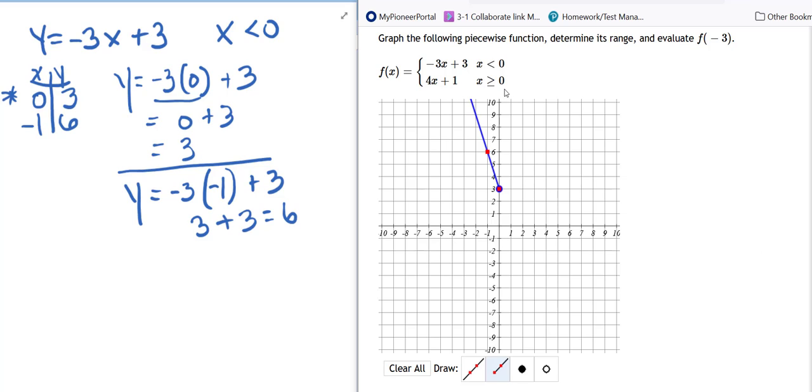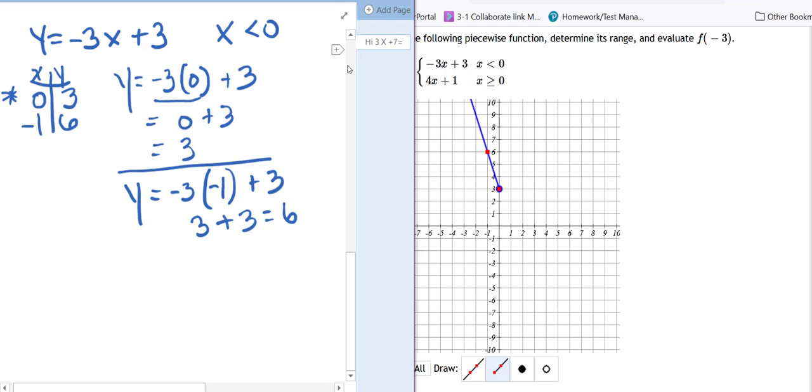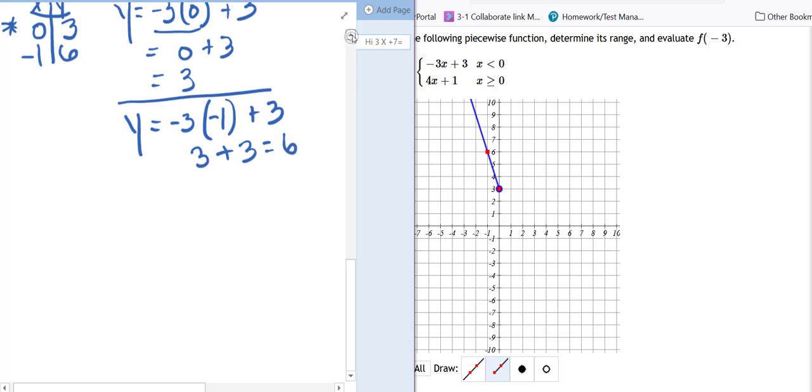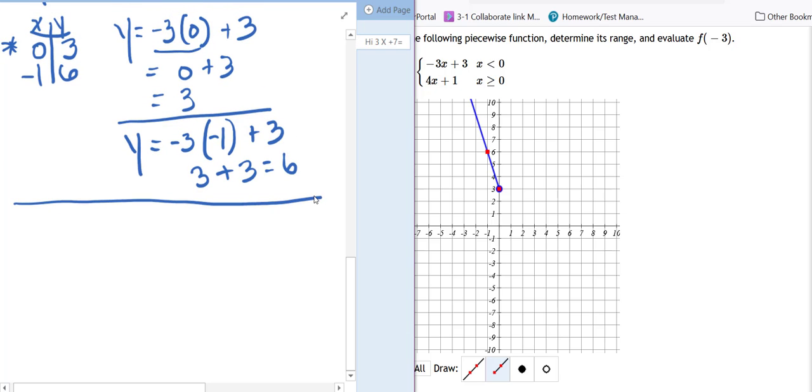Now we'll graph the other piece. So let's see if I can just scroll down. It's not that far. So we'll do a table again, x, y. This is also a line. You can tell that by the exponents. So y equals 4x plus 1 when x is greater than or equal to 0. So again, we're going to pick 0. We'll put a star by it. This time we're going to include it.